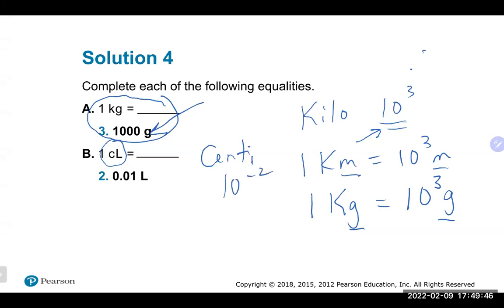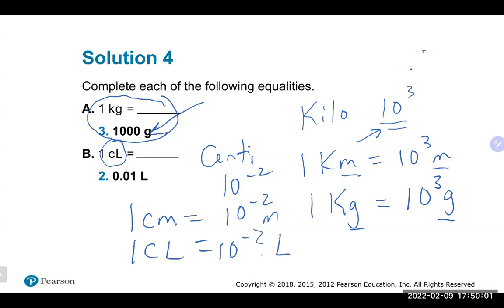And again, what that would mean is in 1 centimeter, for example, there would be 10 to the minus 2 meters, or in this particular case, 1 centiliter, there would be 10 to the minus 2 liters. Again, 10 to the minus 2 is 1 times 10 to the minus 2, which means we take the decimal point 2 places that way. And again, that is where the 0.01 number comes from.